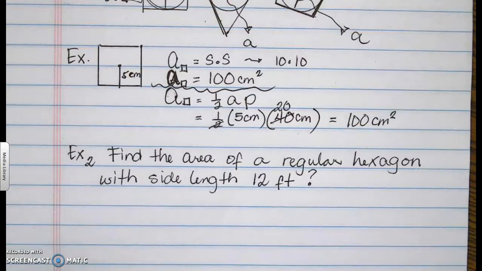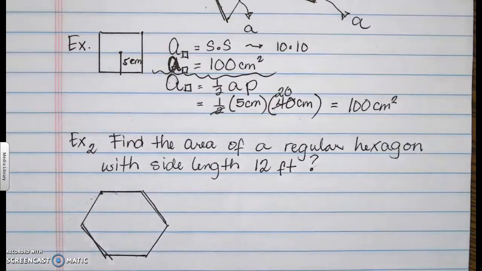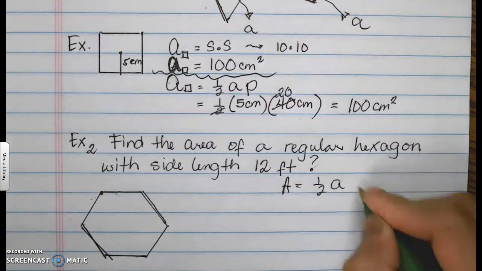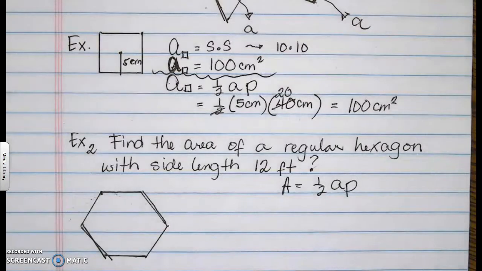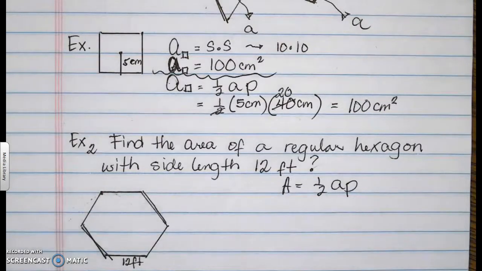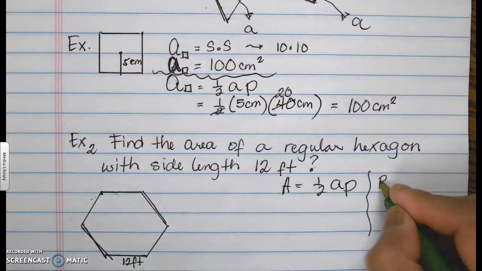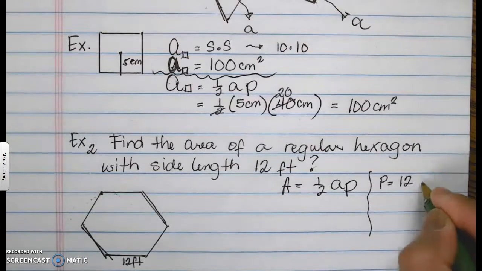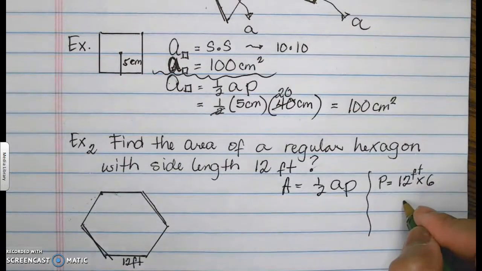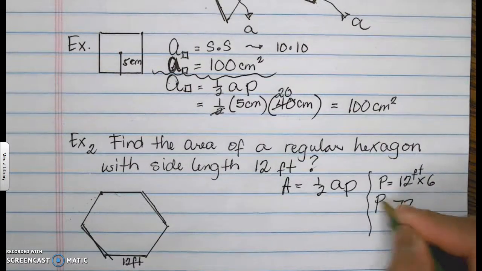Now I want you to try to solve for the area of a regular hexagon with side length of 12 feet. Based off of the formula for the area, you want the apothem and you want the perimeter. The perimeter is kind of easy to determine because each side is 12 feet. So for the perimeter, you're just going to multiply 12 feet by 6. So that is going to be 72 feet.